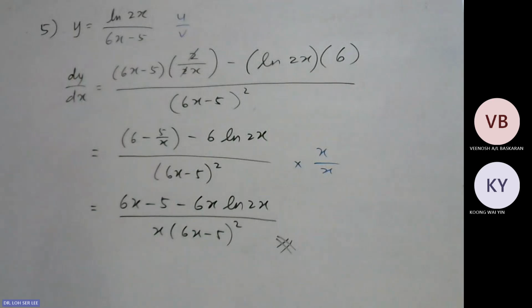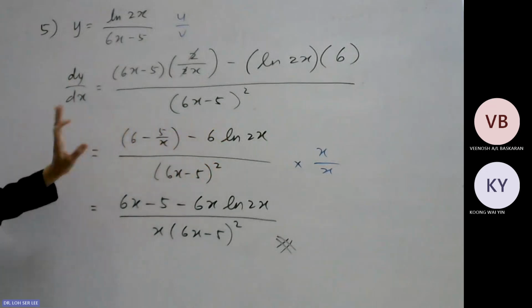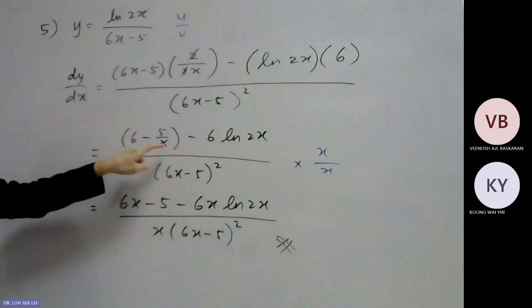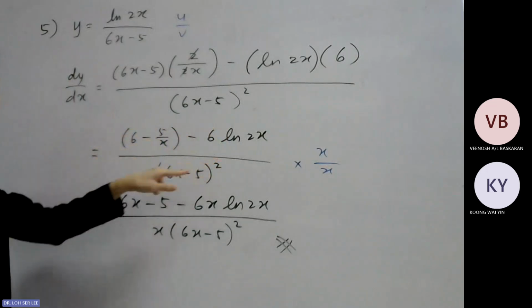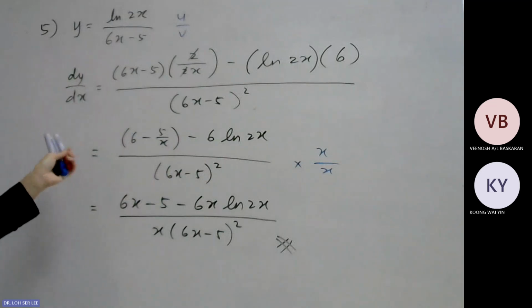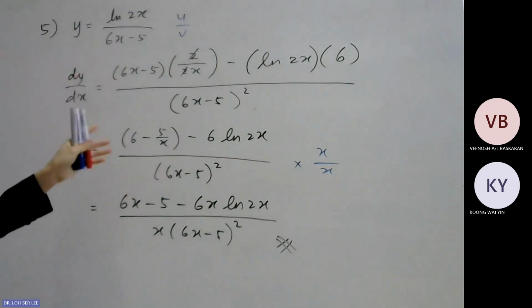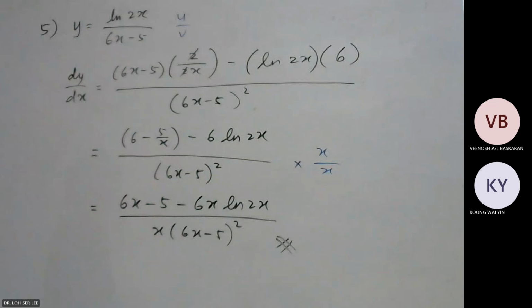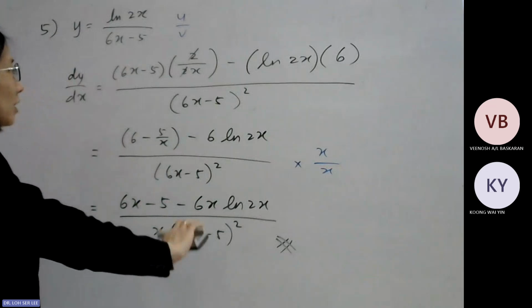Okay, if you refer to any of the international reference books, you won't get this as your final answer. They won't leave the answer in this form because this is A over B over C. Okay. Any more questions for number 5? No. Yeah. So can I wrap this up?